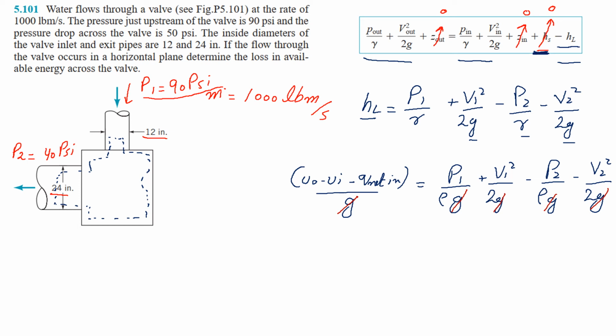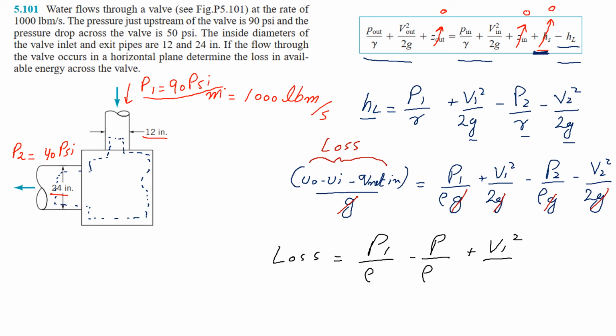I will represent this term as my loss, and I am going to write the final equation like this. So my loss in energy is equal to P1 over rho, sorry, this is not gamma, this is rho, minus P2 over rho, plus V1 squared divided by 2, minus V2 squared divided by 2.